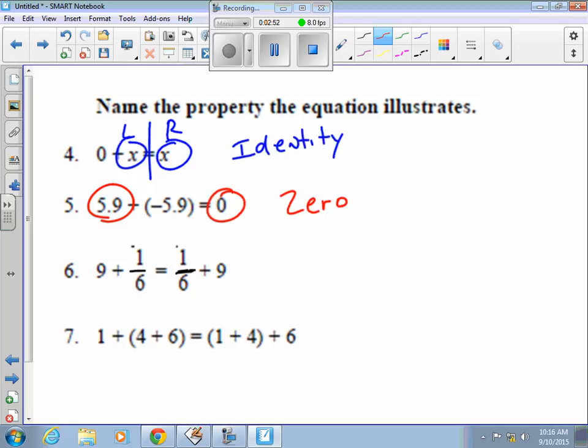The other two are the commutative and the associative properties. Remember, commutative acts as if people that commute for their job. They go from one position, one area to another area. If you look at the left side of number 6, 9 plus 1/6. If you look at the right side, it says 1/6 plus 9. They change positions, or they commuted. Therefore, this one is the commutative property.